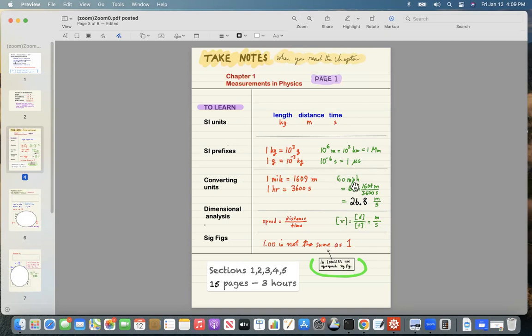So 60 miles per hour is 60 miles, that's 1,609 meters in the numerator, per hour, so that's 3,600 seconds in the denominator. Now you see you have a number, 60 times 1,609 divided by 3,600. You use your calculator to calculate that. That'll turn out to be 26.8.